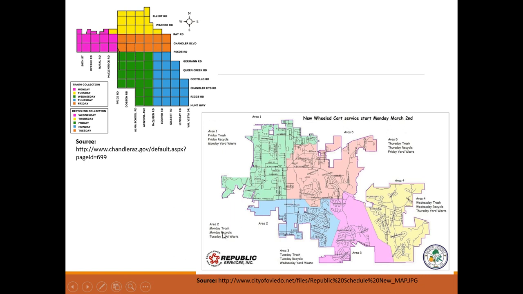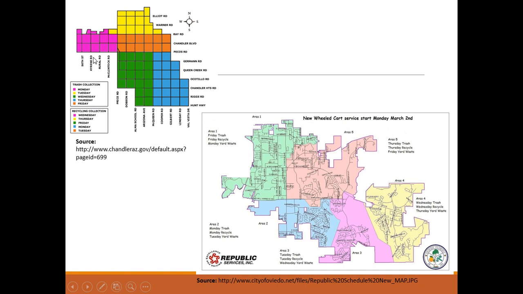We have area 2 here, which is this blue area, area 3, this area here, area 4, and area 5. So we have 3 types of waste that are collected: trash, recycle, and yard waste, and there are 3 times that they would be scheduled to collect. Over here we have another, similar type of scheduling, and we see we have trash collection and recycling collection that have been scheduled.